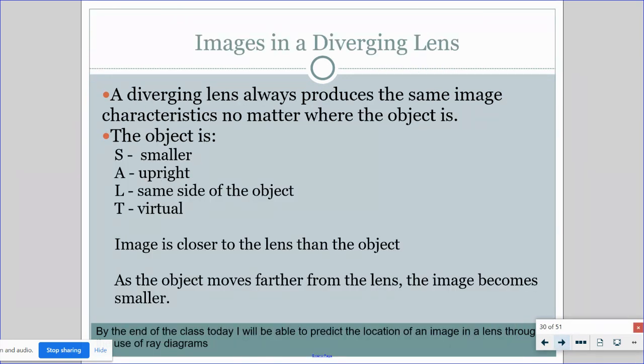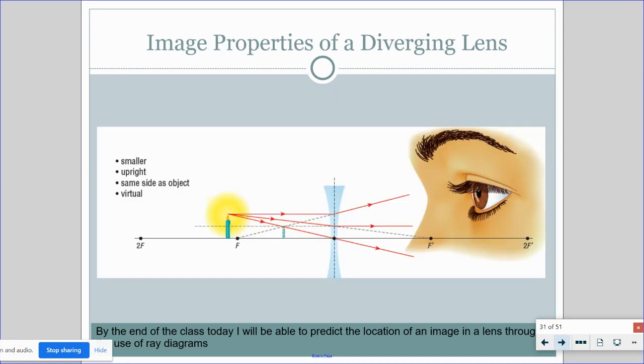So a diverging lens always produces the same image characteristics no matter what. They're always smaller than the original object. They're always upright. They're always on the same side. And because of that, they are virtual. The image is closer to the lens than the object. It's never going to be past the object. And as the object moves further from the lens, the image gets smaller and smaller and smaller.